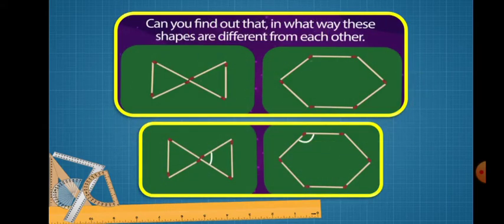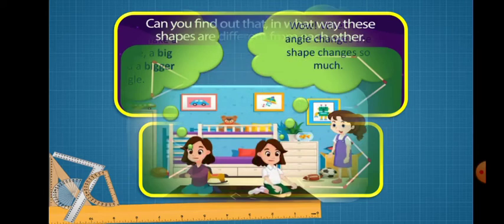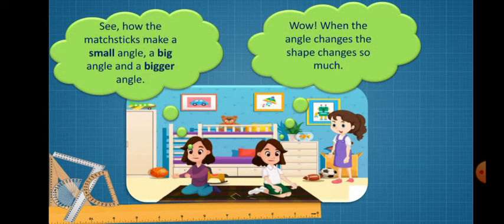Can you find out in what way these shapes are different from each other? Yes, these shapes are different from each other because of the measures of their angles. See how the matchsticks make a small angle, a big angle and a bigger angle. Wow! When the angle changes, the shape changes so much.